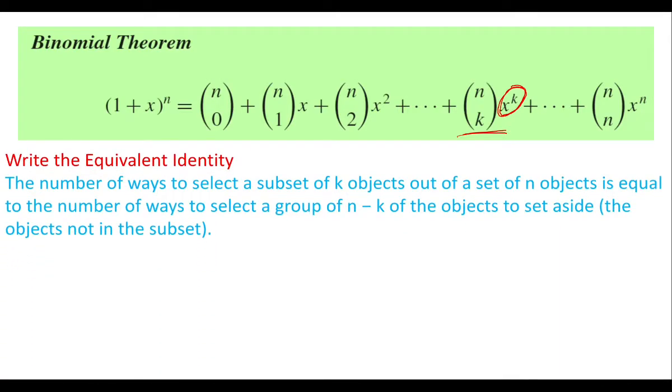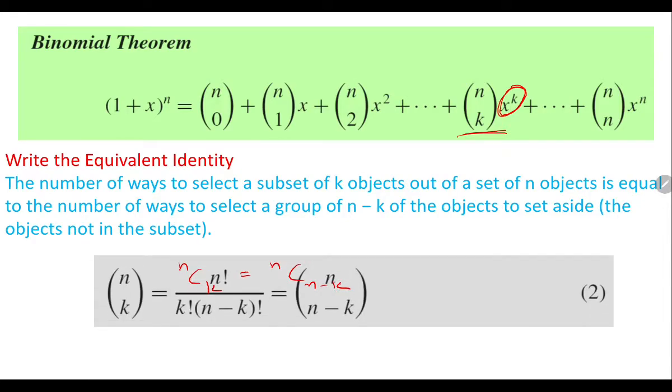Now let's write down the equivalent identity for the number of ways to select a subset of k objects from n, which we know is nCk. It is equal to the number of ways to select a group of n minus k objects to set aside, which means you can see it as the number of ways to select n minus k objects from n objects, which is nC(n minus k). So we already know that these two identities are the same, but how do we prove it?